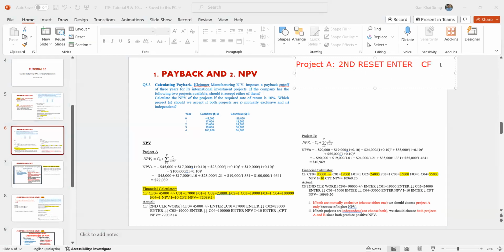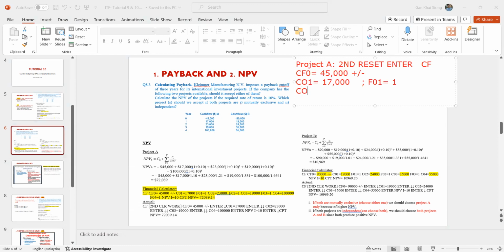Now in year 0, CF0, you have some values. Let me write here. CF0, for project A, you pay 45,000. Remember to put a negative sign. Now, C01, how much? C01 in year 1, you receive 17,000. Then how many times you receive this cash flow? You receive 1 time. The frequency is 1.